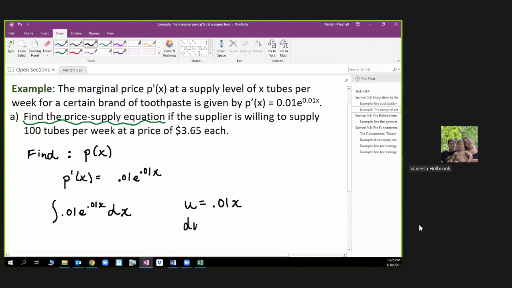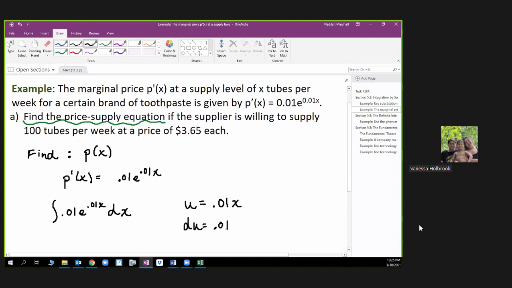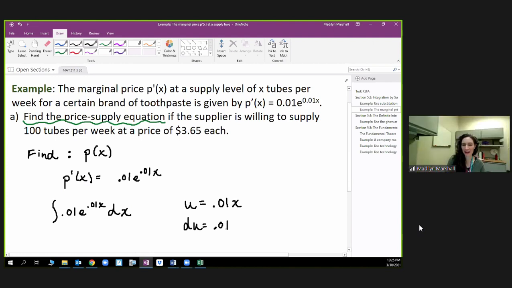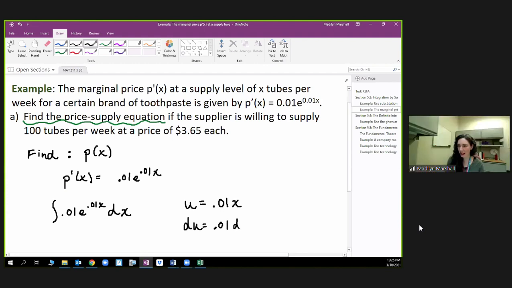And our du is 0.01 dx. So du is just the derivative of u with that dx on the end.